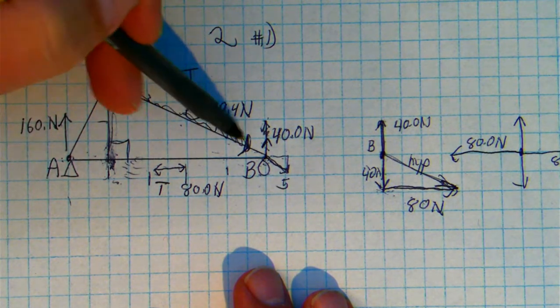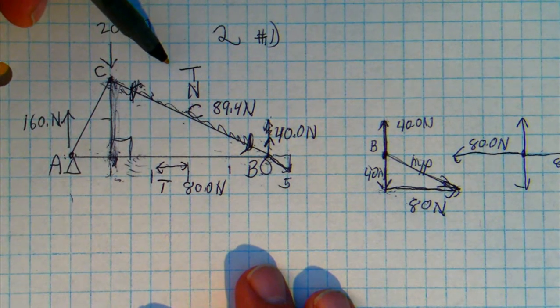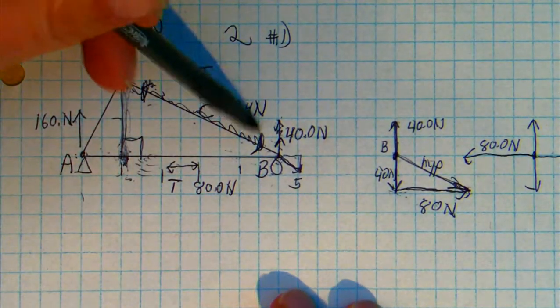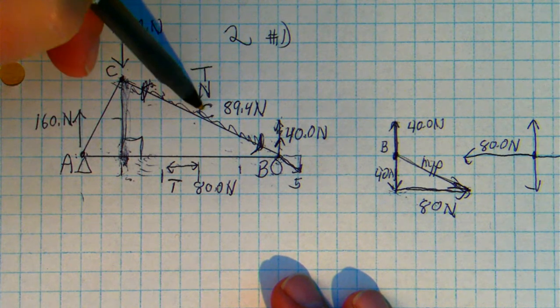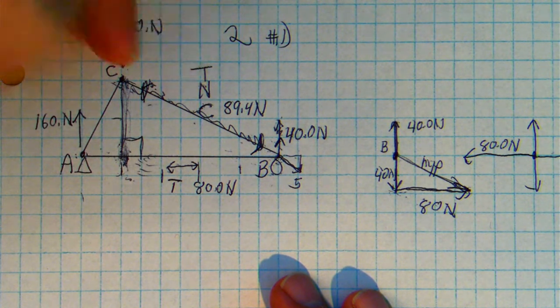Don't bother putting arrowheads, because the news is always right, Mr. Turk's always wrong, but Mr. Turk controls your grade, so therefore just leave them off. And label it C for compression, or T for tension, or N for neutral.